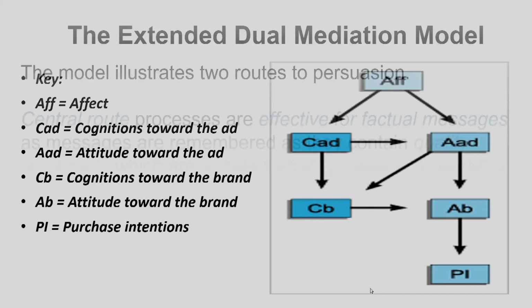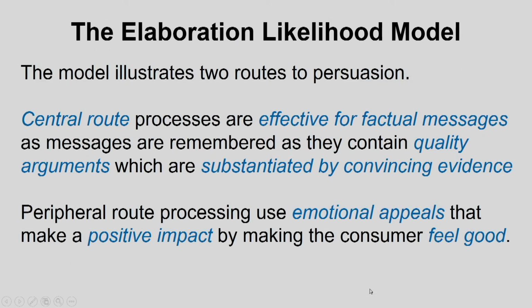The last model that we discuss in today's lecture is called the elaboration likelihood model. So, what is the model? The model illustrates that there are two routes to persuasion. The model says that the role of any advertisement is persuasion, and the routes to persuasion are two. There are two ways of persuading people.